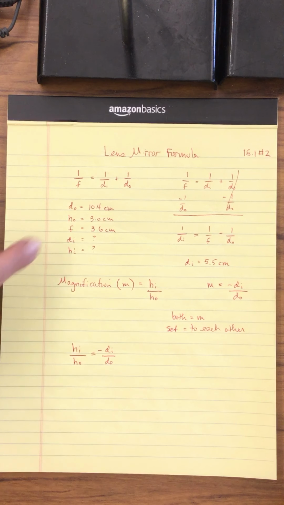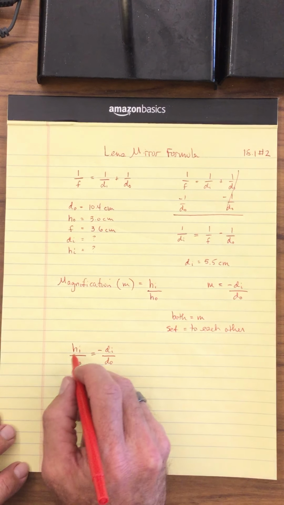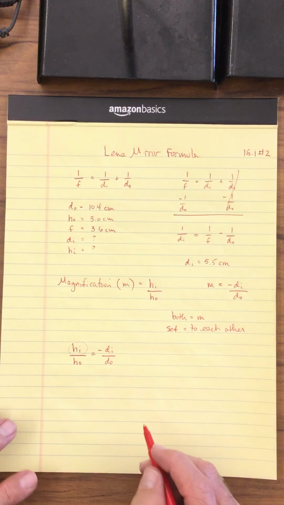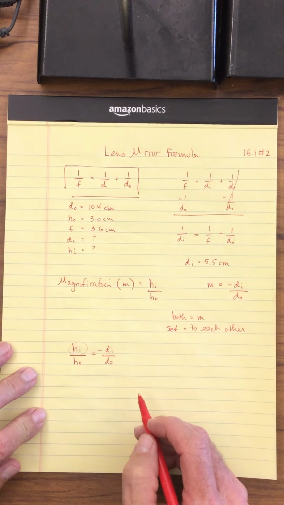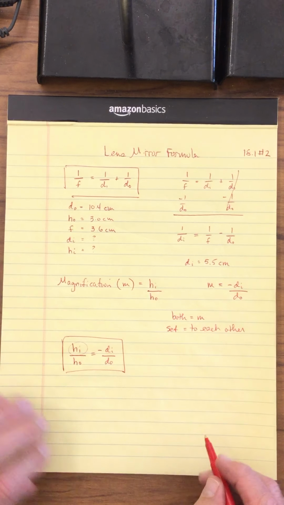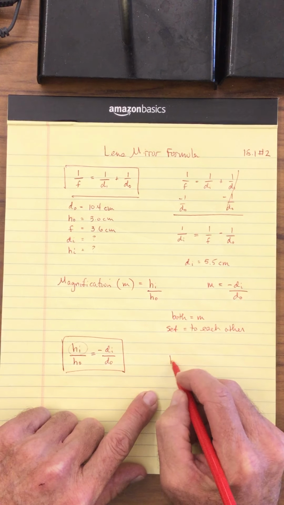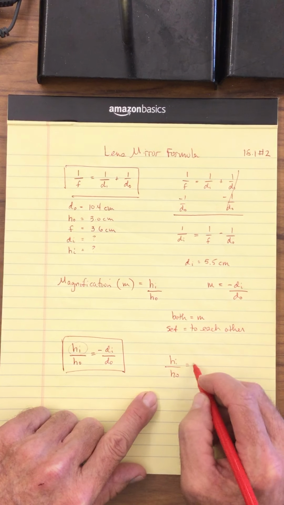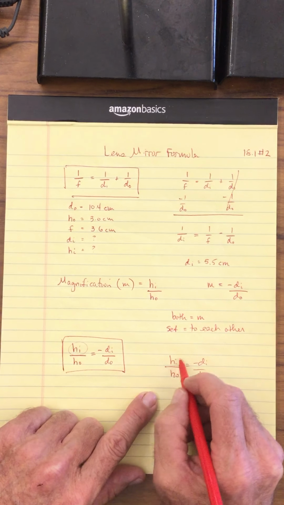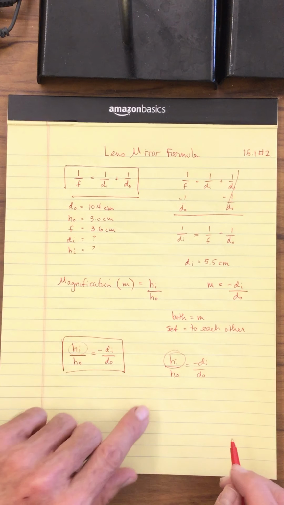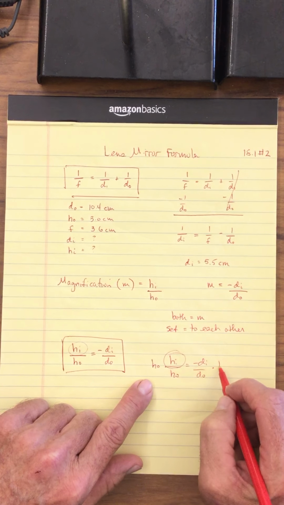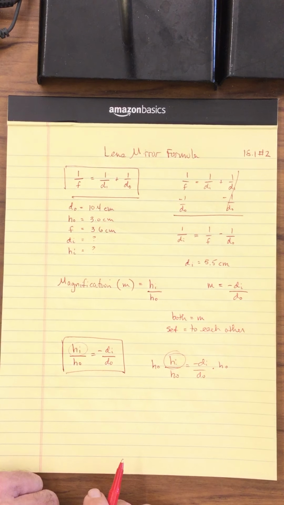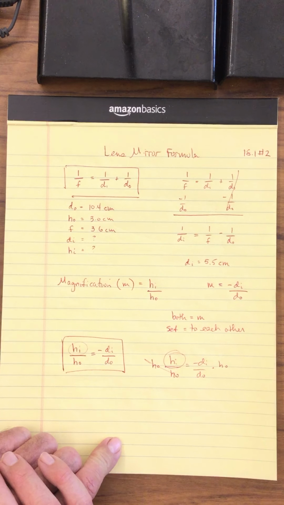So let's go ahead and calculate. We've already calculated the distance of the image. Let's go ahead and calculate the height of this. This is what we're trying to solve for right here. This is our master formula up here, so we're going to put that in a box and not disturb that. We can go ahead and rewrite this over here. We have hi-ho equals negative di-do. We're trying to solve for the height of the image. So we're going to multiply both sides by ho.